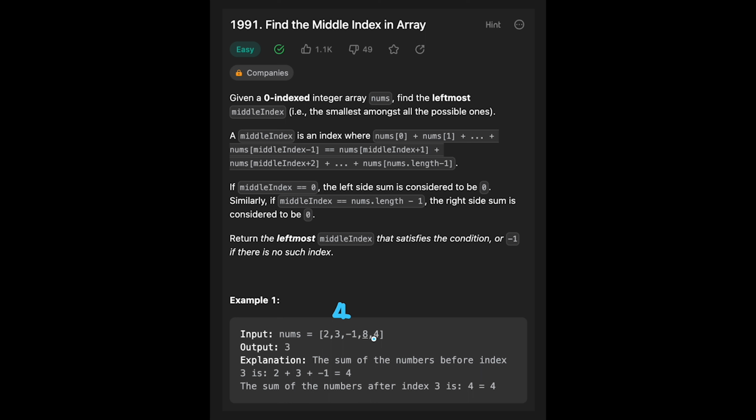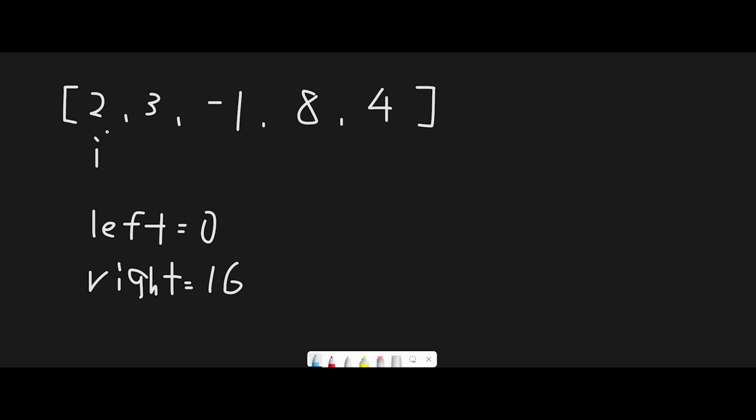And then look at the right side of 8. The total of the right side is 4, right? This also does not include the 8. So both totals are the same. That's why in this case the position of 8 is the middle index, so the output is 3. And our goal is to return the leftmost middle index that satisfies the condition, or -1 if there is no such index. Okay, so let me explain with this example, 2, 3, -1, 8, 4.